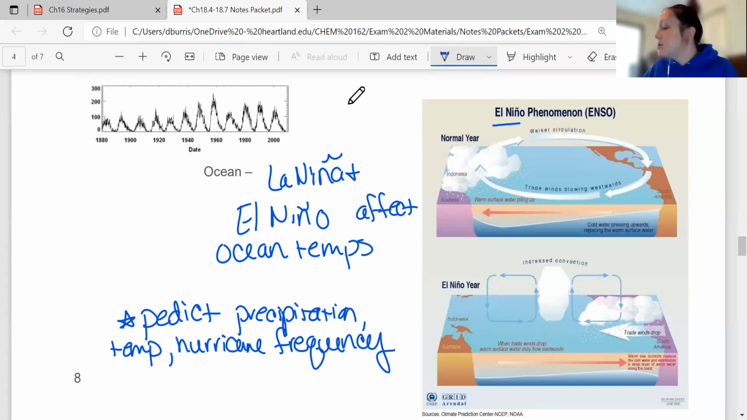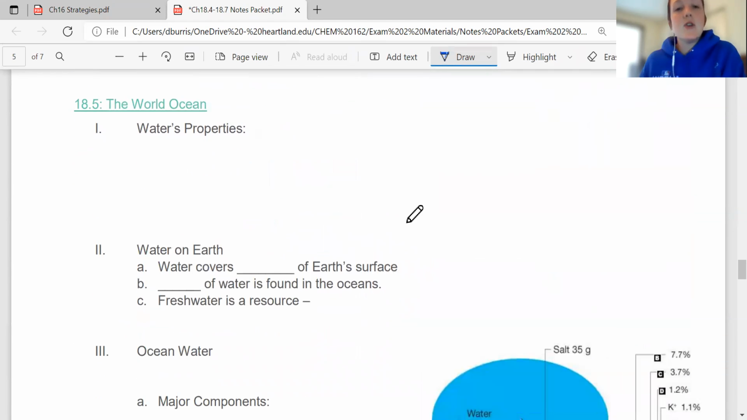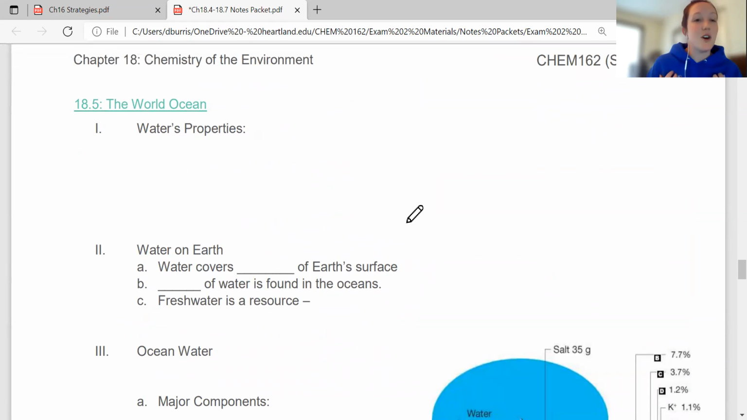Okay, so on to the ocean and fresh water. We're almost done. Okay, so we obviously know that water is really important. Water is really important in chemistry because we do almost all of our reactions in water because it has very special properties. So you guys know all of these things. We're just going to kind of put them on here.